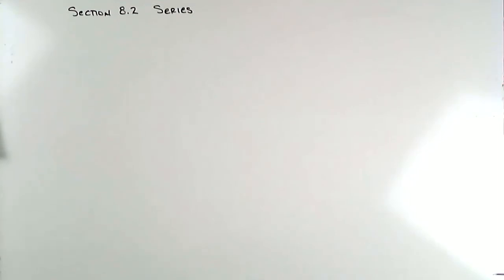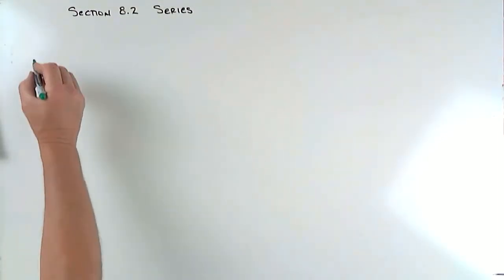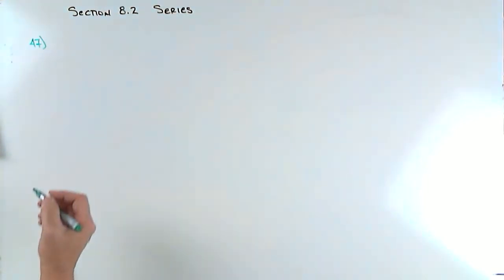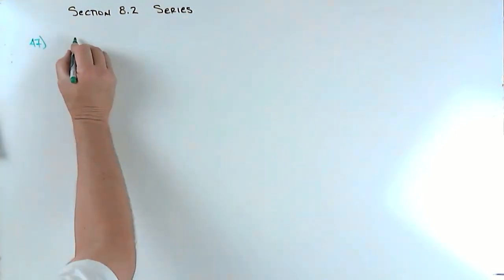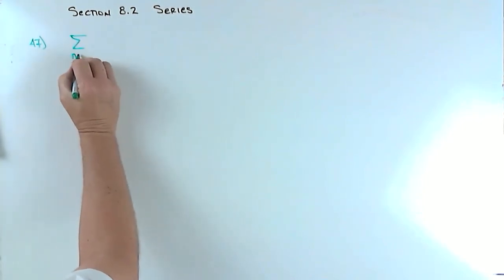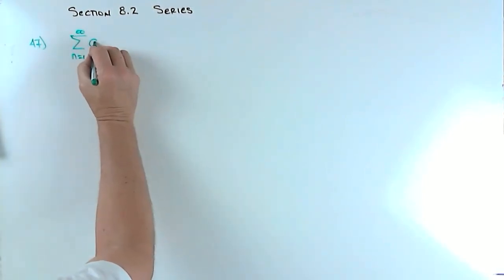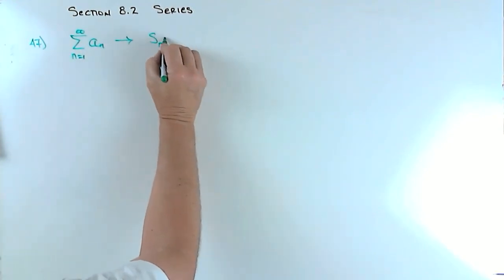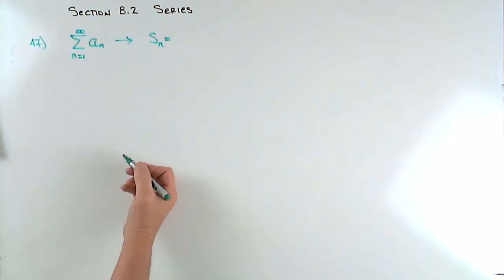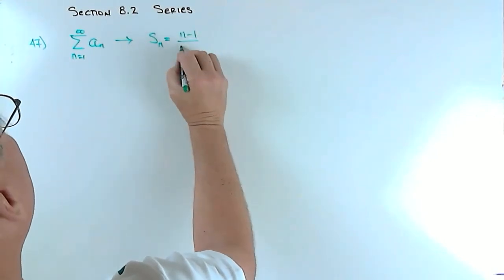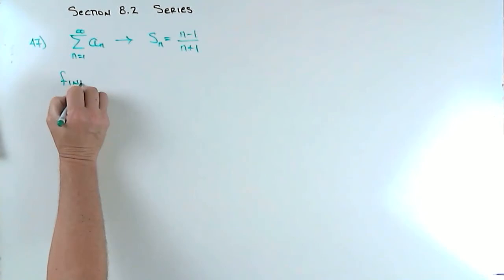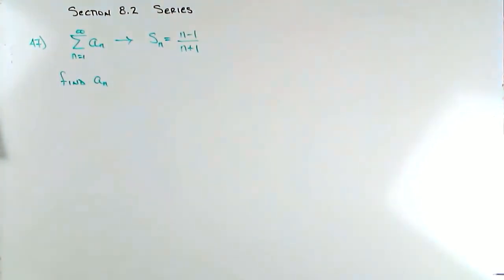All right, my last problem will be problem 47. In problem 47, they say that the nth partial sum of a series. So we have a series we don't know anything about. It's n equals 1 to infinity of a sub n. And they've given us that the nth partial sum is n minus 1 over n plus 1. And they want us to find a sub n. They want us to find the general term.